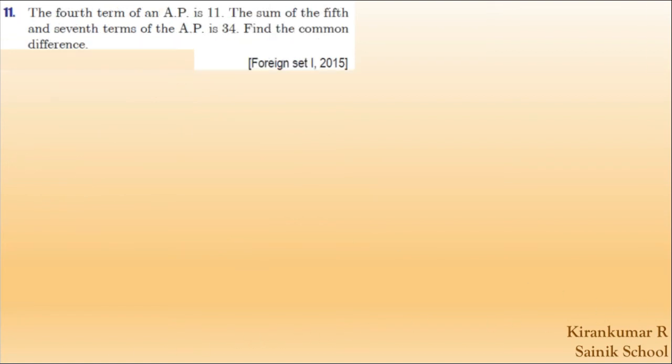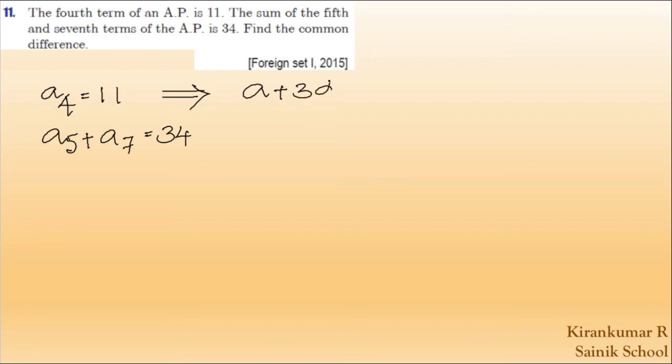Question number 11. The fourth term of an arithmetic progression is 11 and the sum of the 5th and 7th terms is 34. What is the common difference? Similar question. So a plus 3d equals 11 is one of the equations, and to get the second equation, we'll make use of the basic definition.